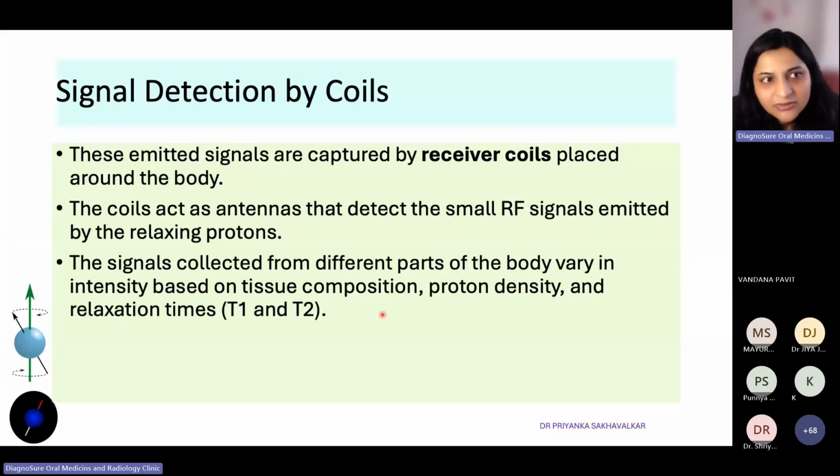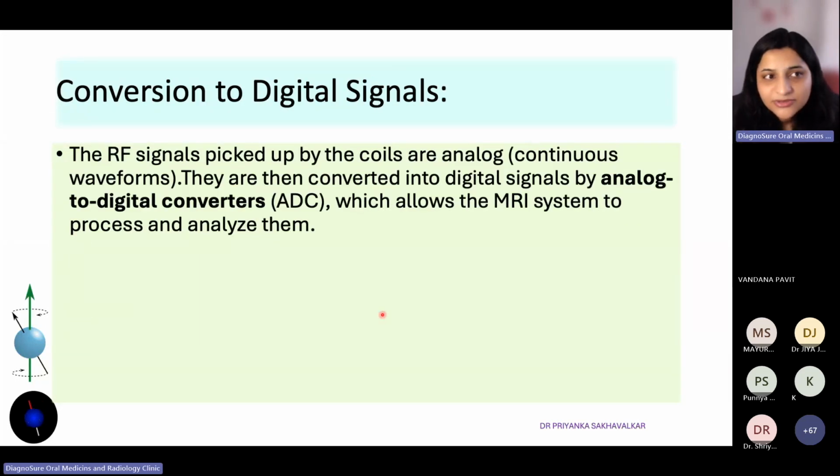Signal detection by coil. These emitted signals are captured by a receiver coil placed around the body. The coils act as an antenna and detect the small radio frequency signals emitted by relaxing protons. The signal collected from different parts of the body varies in intensity based on the tissue composition, proton density, and relaxation times. Now, these signals which are captured are then converted to digital signals. The radio frequency signals are picked up by the coils, then converted by digital converters, which allows the MRI system to process and analyze them.